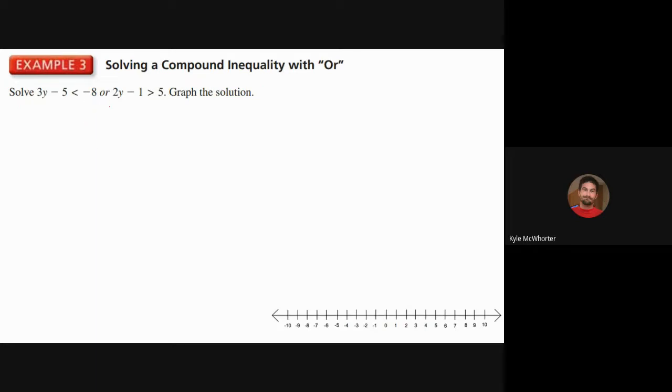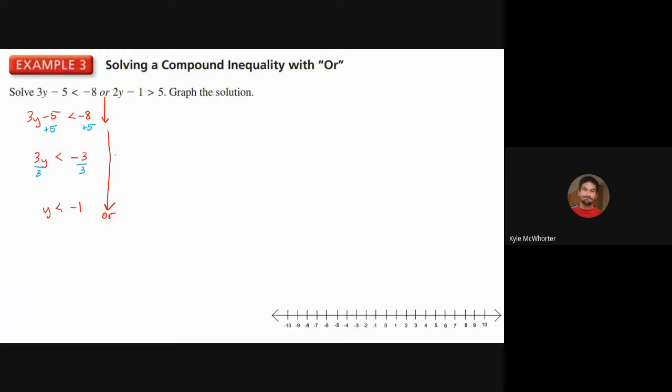Here's one with an or. With an or, you just solve the two separately. So we've got 3y minus 5 is less than -8. And then we're going to solve for y. So add 5 to both sides. Then we have 3y is less than -3. Divide both sides by 3. And we get y is less than -1.